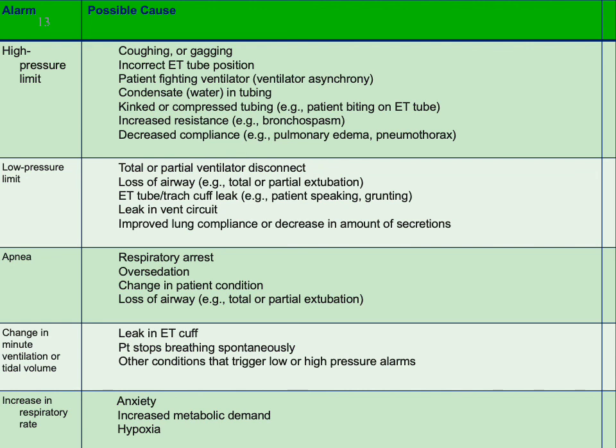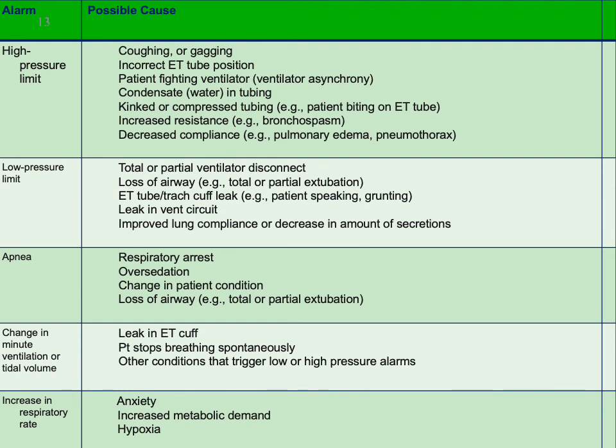So with this, nursing interventions include checking the ventilator circuit or tubing for disconnections and fixing those connections, tightening them, assessing cuff pressures as well to make sure that the patient has an appropriate cuff pressure.